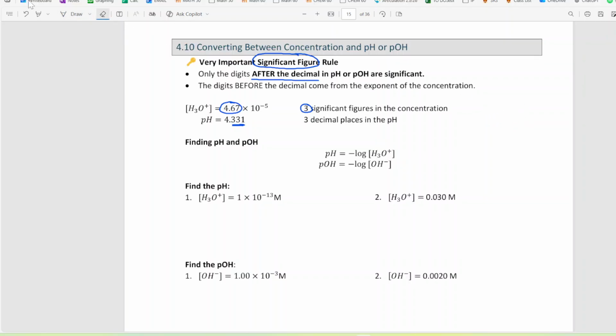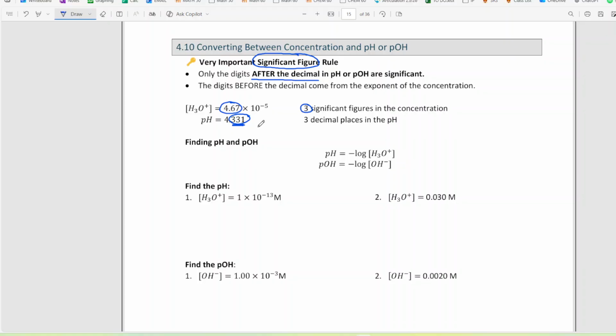Okay, so the rule is, and you just have to remember this, that you just ignore everything to the left of the decimal in pH or pOH. And then that tells you how many sig figs to write in your concentration. Or vice versa, if you have 3 sig figs in your concentration, you're going to put 3 decimal places in your pH or your pOH.